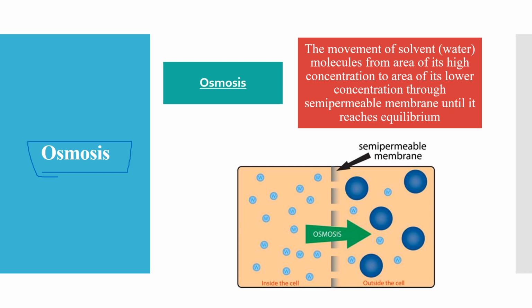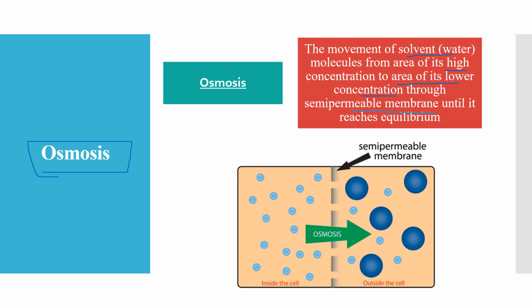So what is osmosis? Osmosis is the movement of solvent. In osmosis, solvent molecules are involved, for example water. Solvent molecules will move from an area of high concentration to an area of lower concentration through a semi-permeable membrane until it reaches equilibrium. In osmosis, three points are very important.